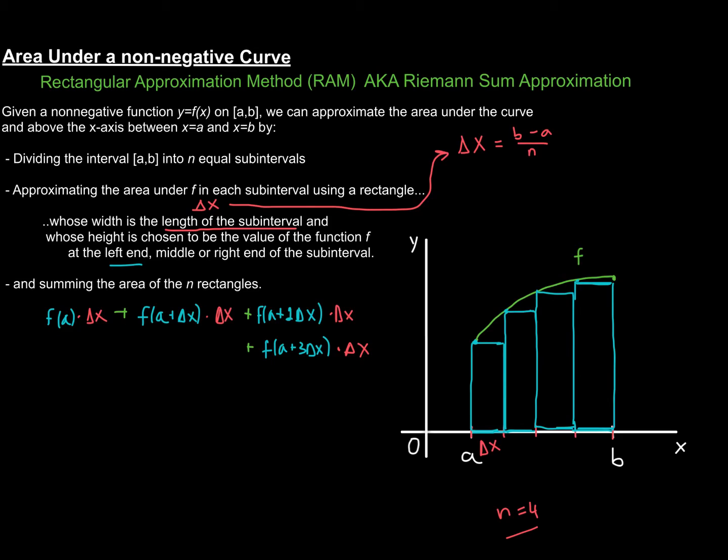Alright, so here are the areas of the last 2 rectangles. Notice, of course, this rectangle here, the height of it is the value of my function at this point, which is a plus 2 delta x, so f of a plus 2 delta x times delta x. And the height of this rectangle here is the value of the curve f at this point, which is 3 delta x's to the right of a, or a plus 3 delta x, and then the value of the function at that point times delta x.